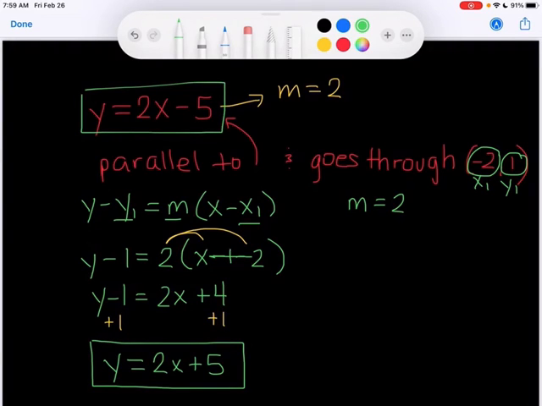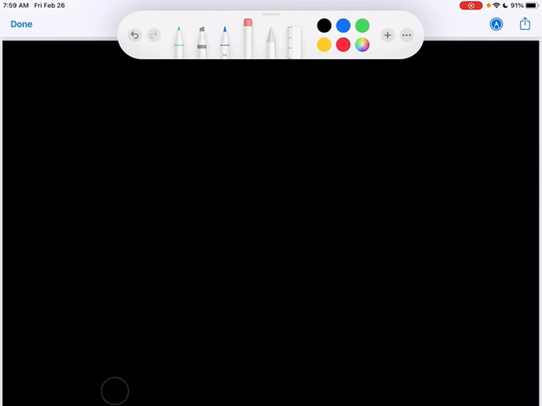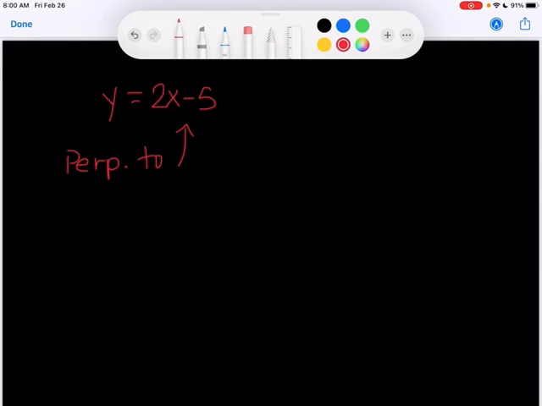All right, let's do one more where we have to write the equation of the line that's perpendicular. All right, so let's say we're still dealing with that same line. We're using the line y equals 2x minus 5. And we want the line that is perpendicular to that line and goes through the point -2, 1. This looks very similar to the last one, except for now we're doing perpendicular.